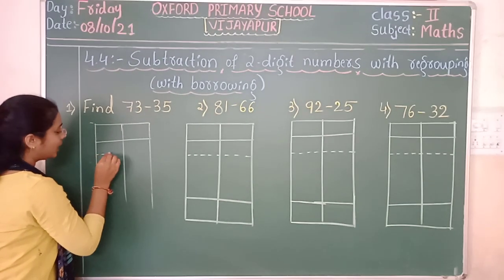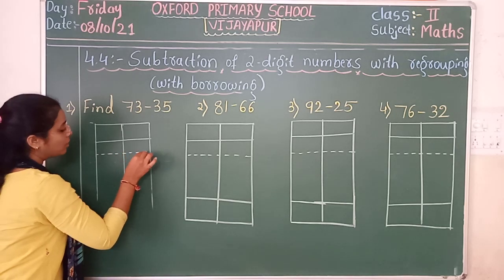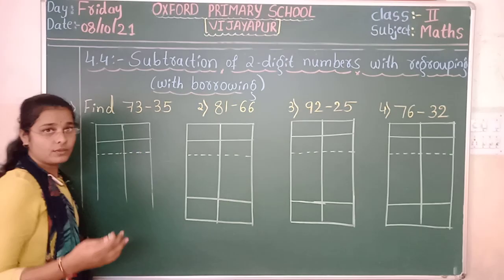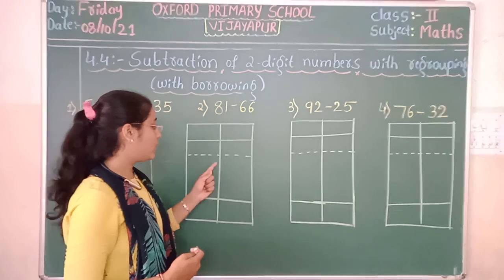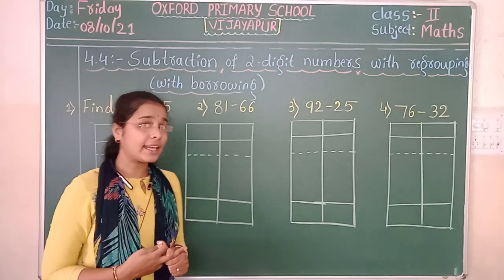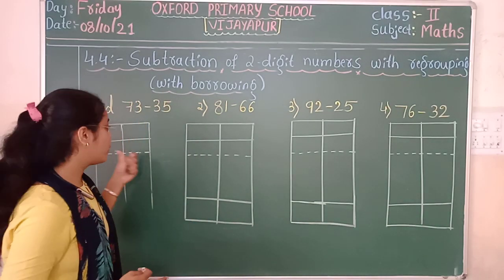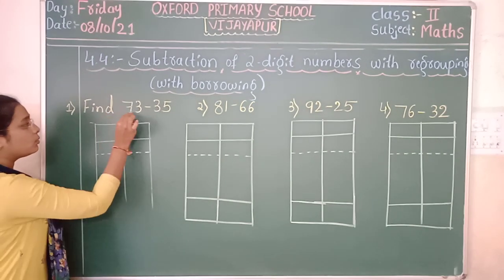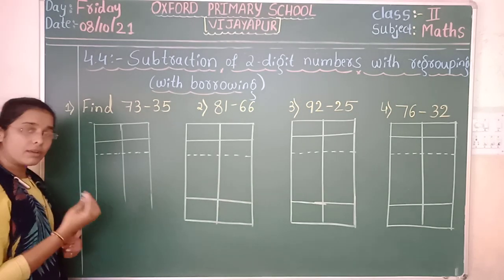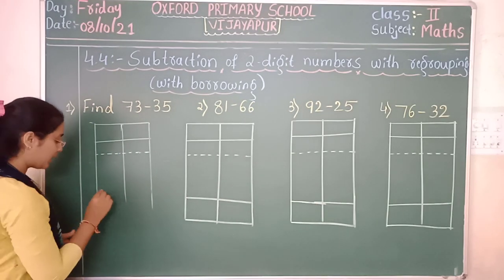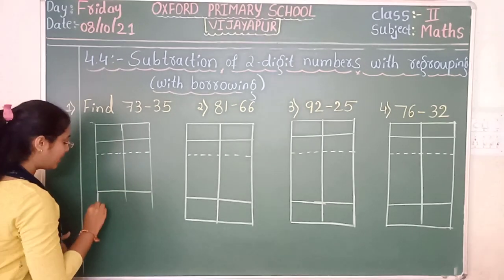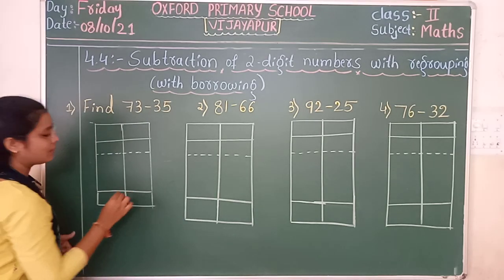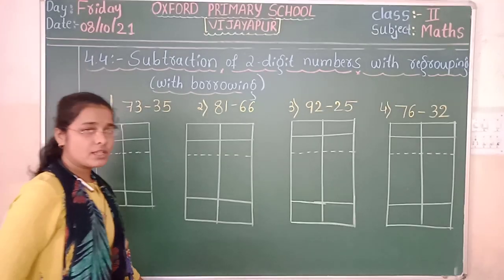Next, these dotted lines are for borrowing. In addition, we give dotted lines for the carry, while in subtraction, to take a borrow, we will make dotted lines. Then we have to leave 2 lines to arrange these numbers in a column, and the last line to write the answer. Okay.